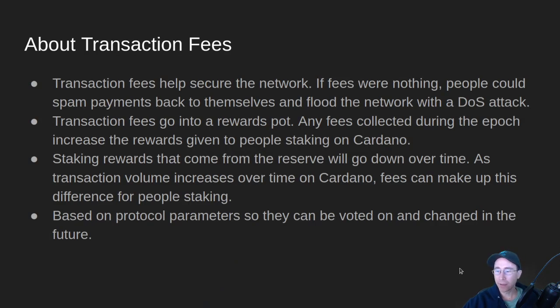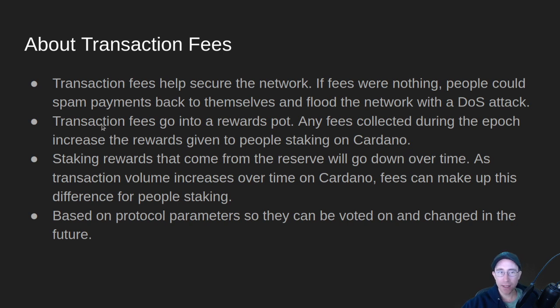Transaction fees are there to help secure the network. I know there are some blockchains out there that say, we have no fees. Well, they're then able to be denial of service attacked. If fees were nothing, people could just spam tons of transactions through the network and the network would have to process them, and they could just do this forever and flood the network. So by making it even slightly painful, you prevent the network from being attacked.